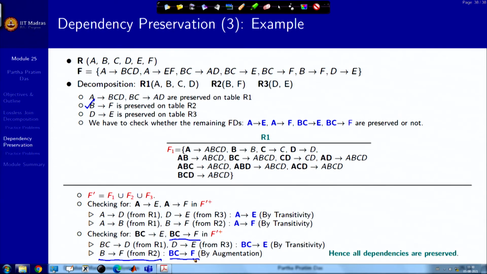Okay. So, as we see, through this decomposition we can directly check for these 4 functional dependencies, but having checked them, we actually ensure that these other functional dependencies will also hold, and therefore this decomposition is called a dependency preserving decomposition. Right?